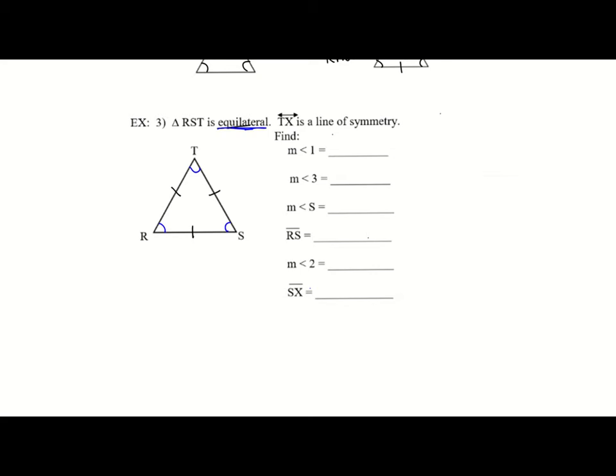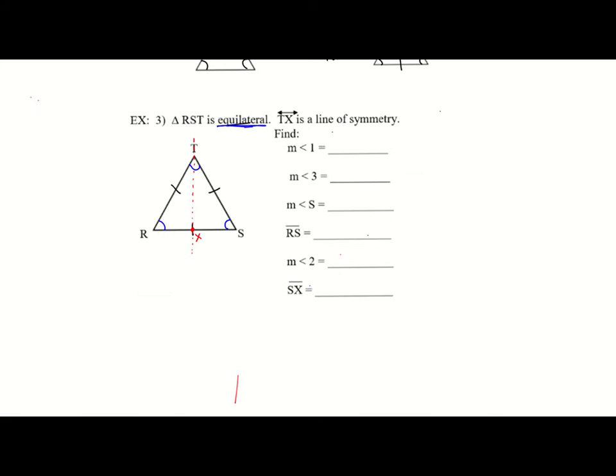So then I know that TX is a line of symmetry. So if TX is a line of symmetry, that is going to go through my point T, straight down the middle, and this point here is going to be my point X. And I'm going to label our pieces of our triangle, so we're going to call this angle 1, 2, 3, and that is all the angles we need. And then our other piece of given information is that this side is 8.